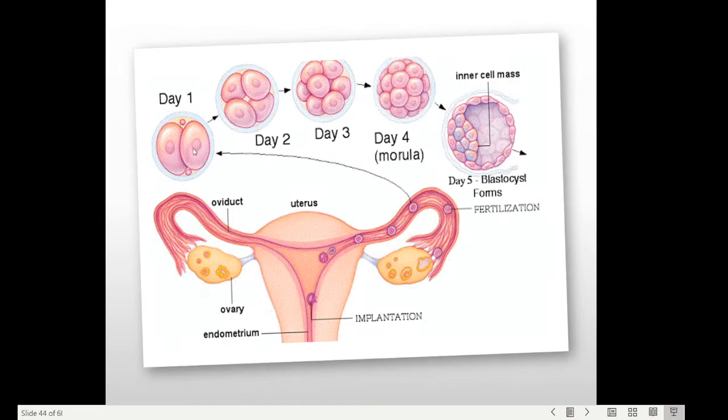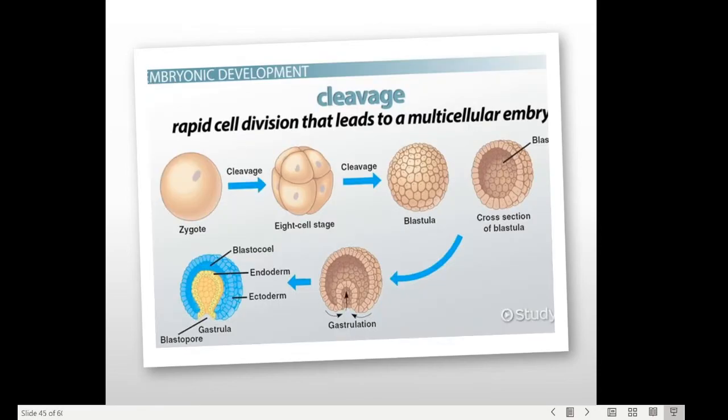Day 1 is the 1 cell and 2 cell formation. Day 2, 4 cells. Day 3, the 8 cell formation. Day 4 is the morula formation. Day 5 is the blastocyst formation. After this step alone, it's implantation. After the 5th day alone, it implants in the ovarian path.